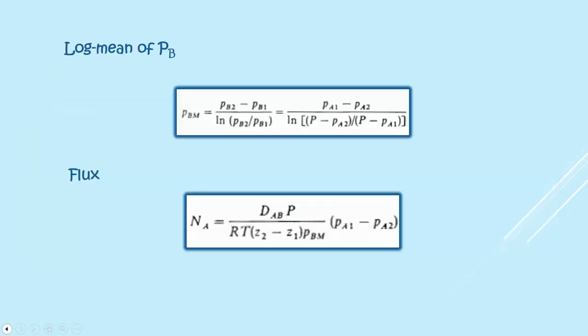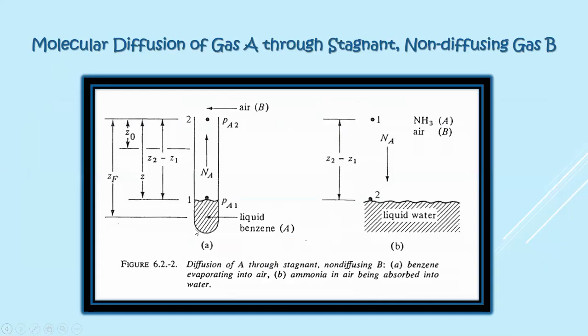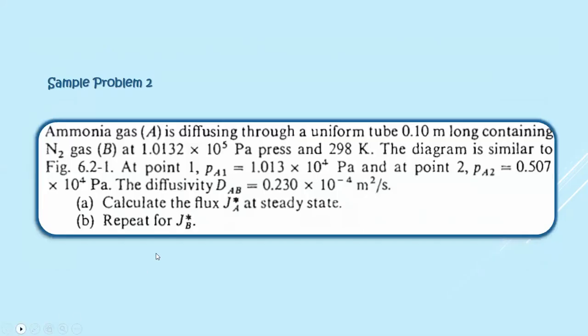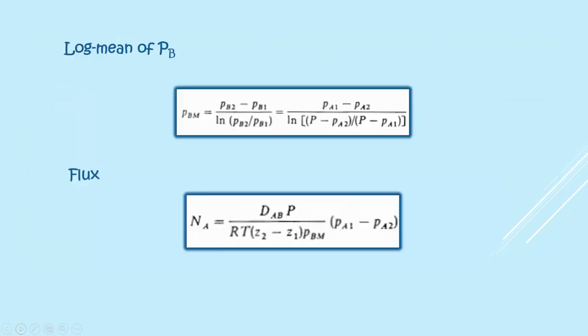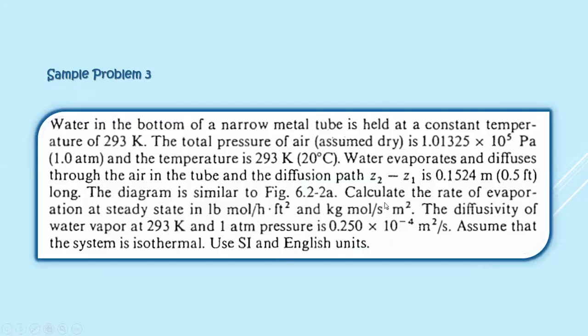So your diffusing gas is diffusing through a stagnant gas. So that's A. Calculate the rate of evaporation at steady state in pound mole per hour feet squared. Now, if you have this, you can just have it converted to kilogram mole per second per meter squared.